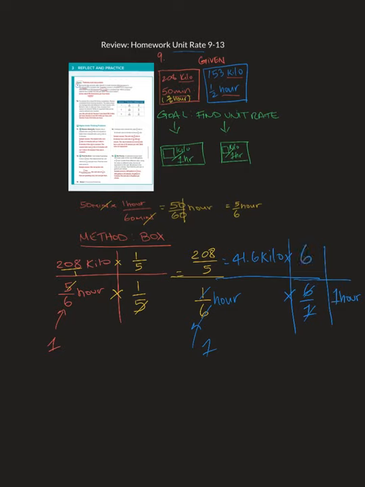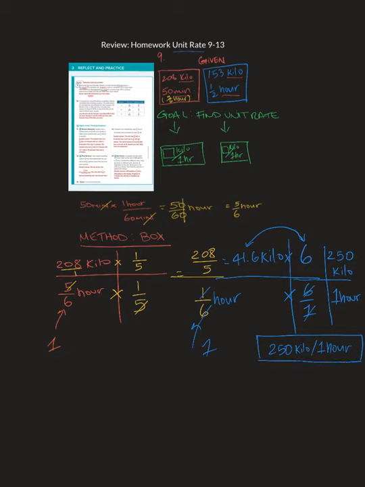So now we have 41.6 times 6, and then that is going to equal 249.60, which you can round off to 250. Okay, and remember that's our kilo. So that basically looks like, if that's a ratio, then that would basically be 250 kilo per 1 hour. Final answer.